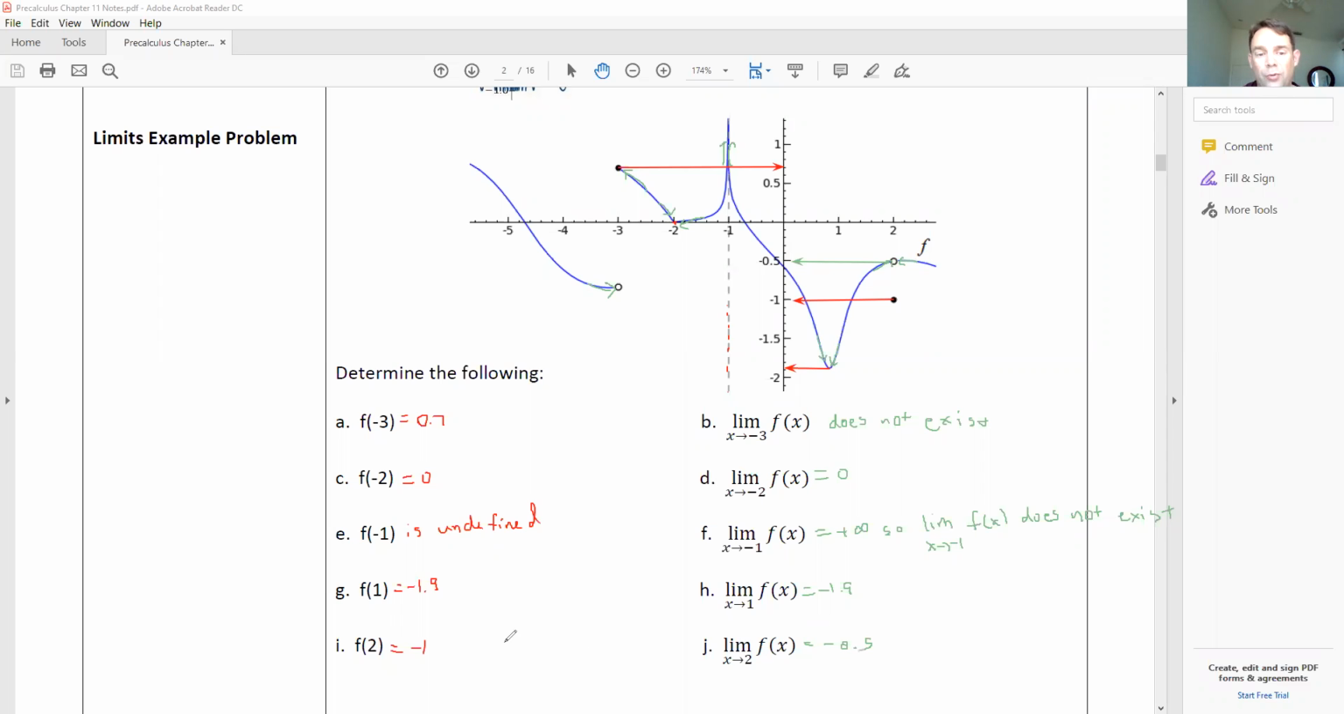And again, take a look at this last one. The function value and the limit, they go to different values. That's okay. Function values are closed dots. Limit values are when the graph goes in and out of the same value.